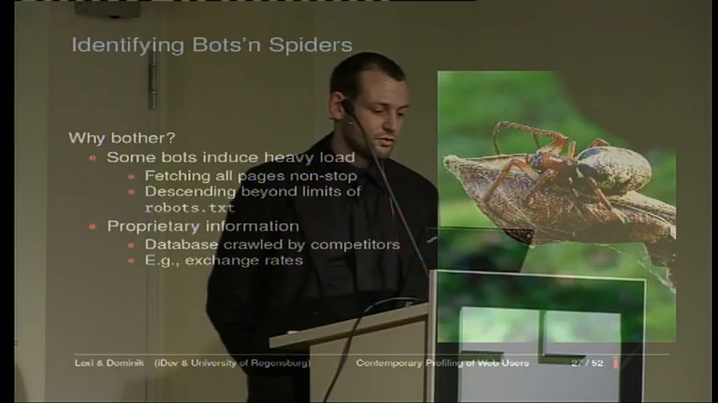There are also bots who ignore the robots.txt, which is there for a reason, so they descend into some kind of structure where you don't want to have them. And the other problem sometimes is you just have proprietary information and you don't want to have your database crawled by competitors. So one way or the other, you don't want to have these bots on your web page, so what are you going to do?